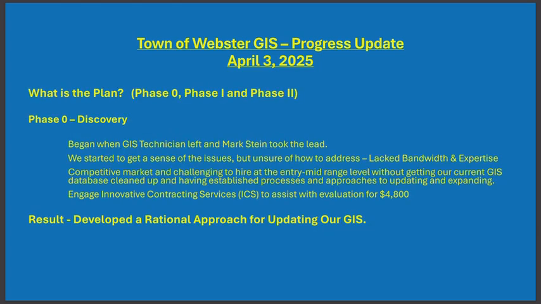So what's our plan? Well, we came up with a 3-phase plan, and the first phase was really a get-our-head-around-it phase, our discovery phase. It began shortly after our GIS technician left for other opportunities, and Mark Stein, our assistant town engineer, took the lead to jump into it and really figure out what's going on. At that point, we started to get a sense, as I mentioned, of the unreliability and some of the issues we had with the data in GIS.